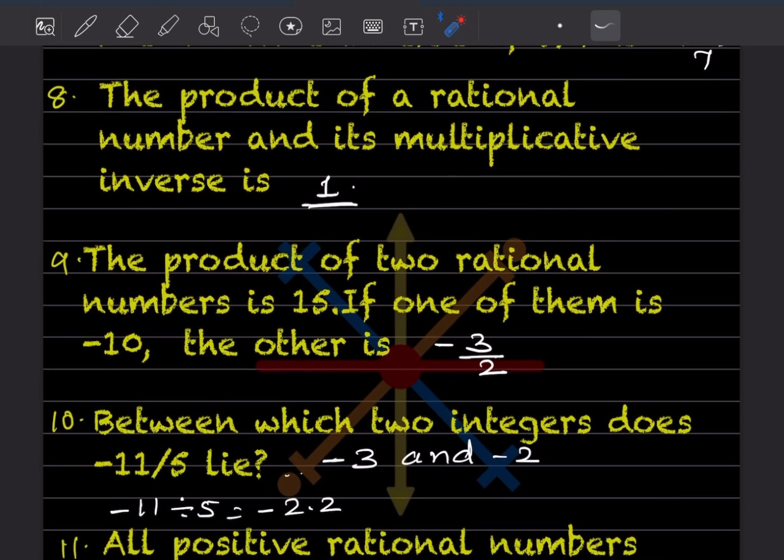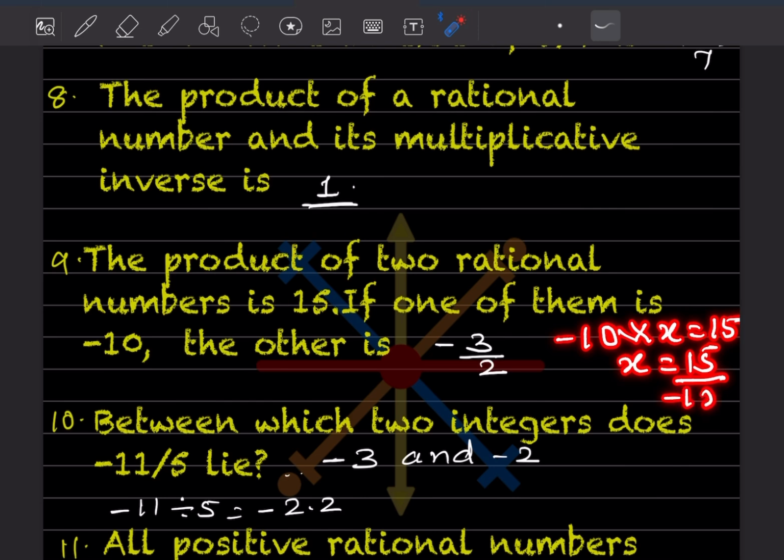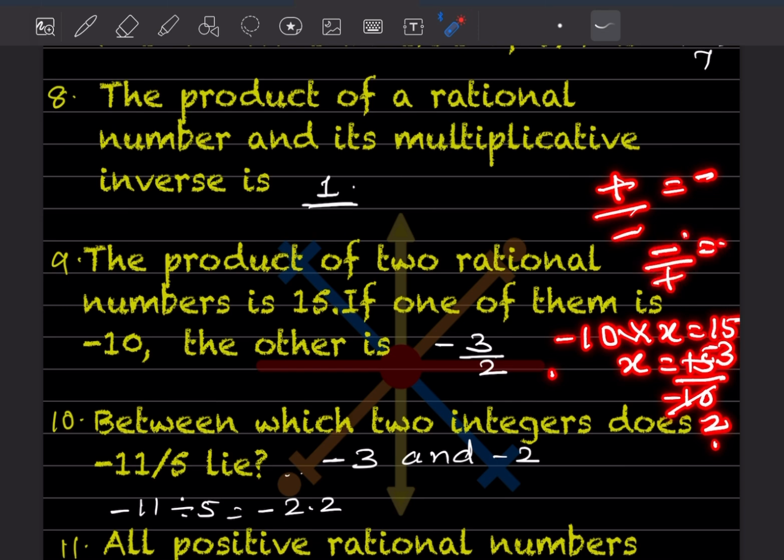The product of two rational numbers is 15, and one of them is minus 10. What is the other? Now this is a product. Suppose the product is 15, one number is minus 10, and the other number we consider as x. So x is going to be 15 divided by minus 10, since this is multiplication, it gets divided along with the sign. 5 twos are 10 and 5 threes are 15, so 3 by minus 2 or minus 3 by 2, both are the same, because plus divided by minus is minus and minus divided by plus is minus. I've repeated this many times. So that will be minus 3 by 2.